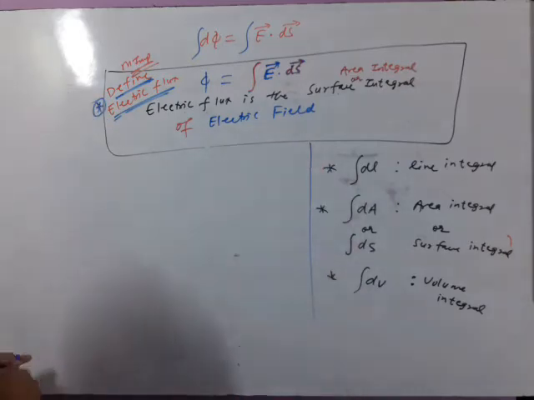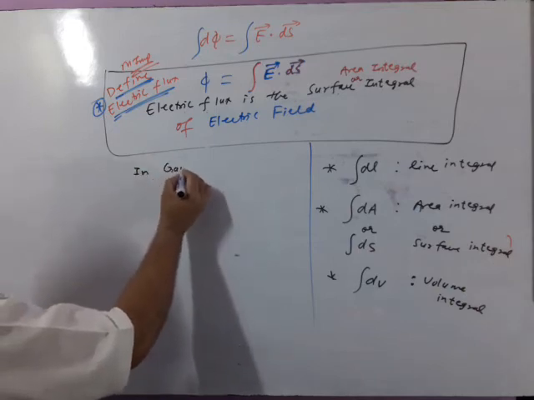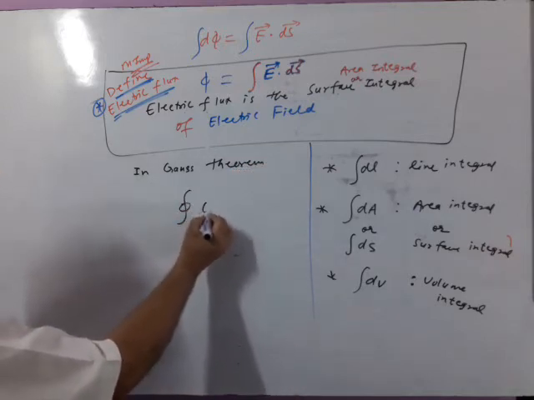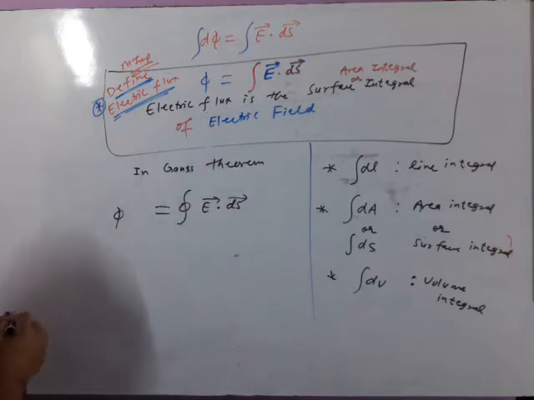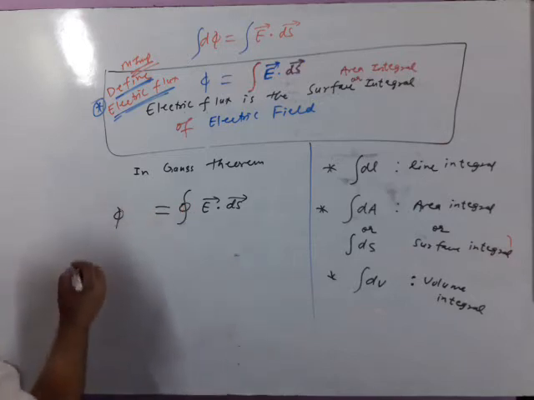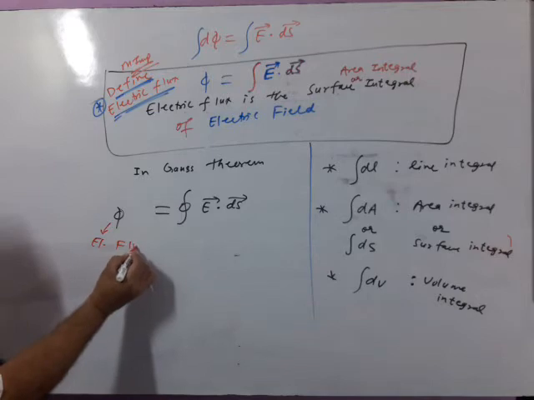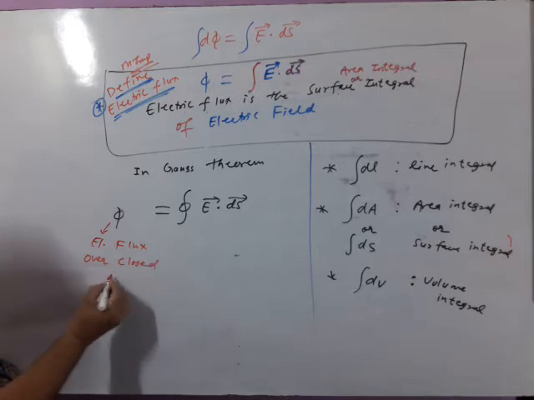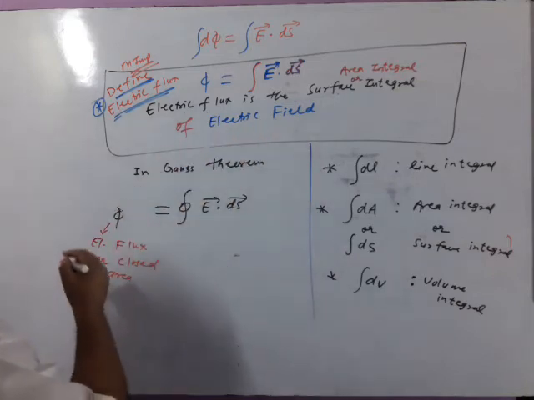But you know, you will study Gauss theorem. In Gauss theorem, we write a circle over this expression. So what is the difference? This is the basic definition of flux. Actually, Gauss defined flux for closed area. In Gauss theorem, we write it like this. This is electric flux over closed area. So there is a difference. This is electric flux for any surface, for any area.